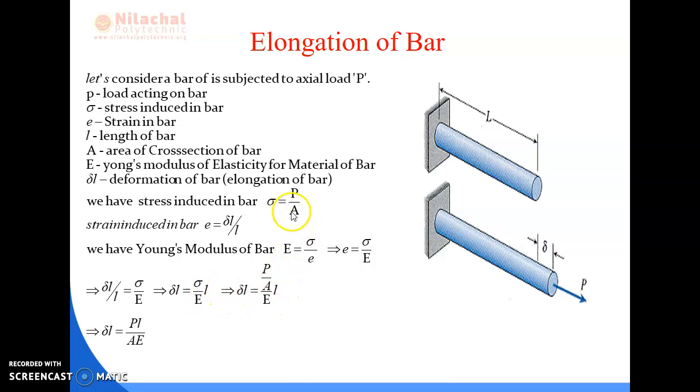But if we replace the sigma value as P by A, we get del L is equal to PL by AE. So the deformation of the bar is equal to PL by AE, where P is the load, L is the length, A is the area of cross-section and E is Young's modulus of elasticity. In this way the deformation of the bar can be obtained as PL by AE, equal to del L.